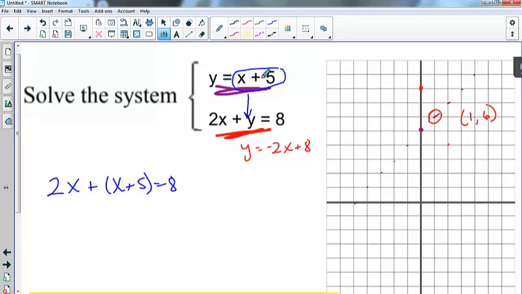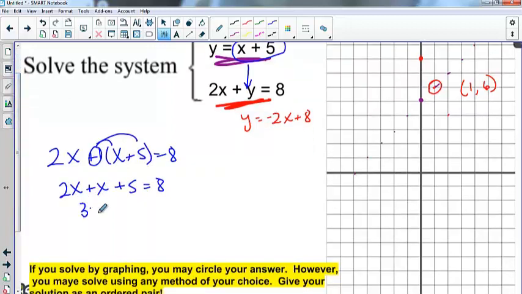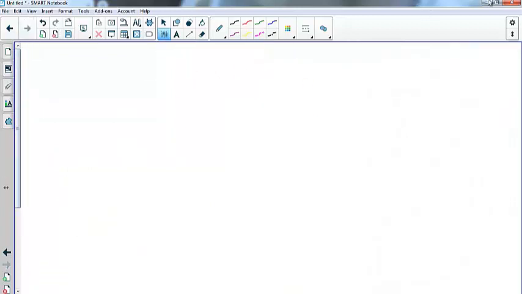The other option is to do it by substitution. So if y is equal to x plus 5, plug it in here. And then we're going to do the same process as before. Distribute this 1. So I have 2x plus x plus 5 equals 8. Combine like terms, I get 3x plus 5 equals 8. Subtract 5 from both sides, I have 3x equals 3. So x is equal to 1. And then just plug it in here. 1 plus 5 gave us that 6.